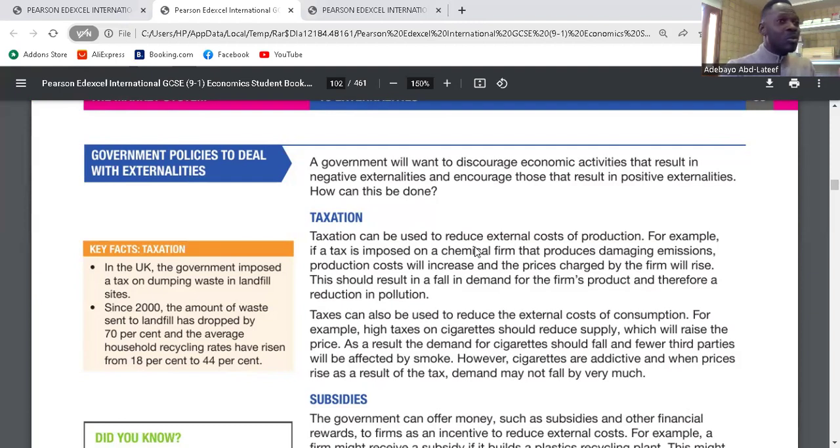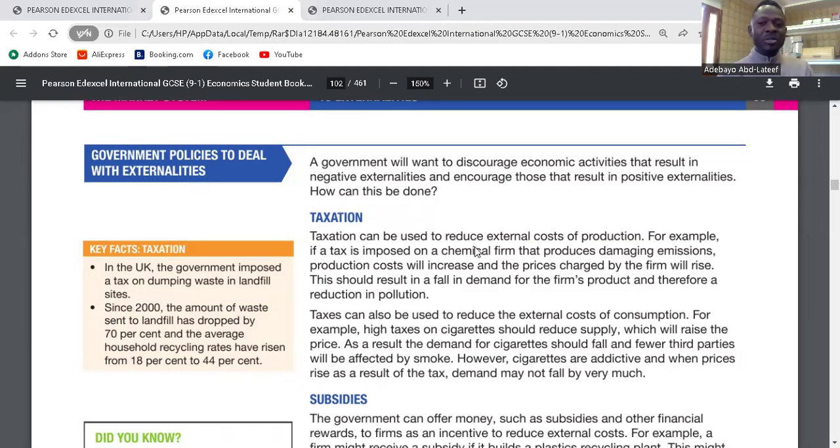Merit goods are goods that without government intervention, we cannot all have them. So we need to increase the consumption of these goods. Yes or no? So government needs to intervene so that we can continuously increase our consumption of these goods. You get it? So this is why government policies come into place, to correct negative externality and to increase positive externality. So let's see. Taxation, that's the first one.